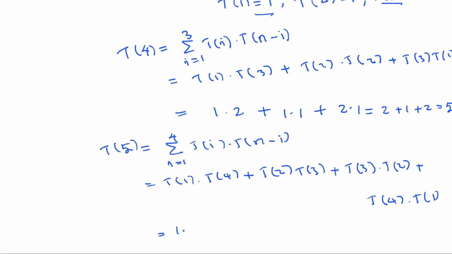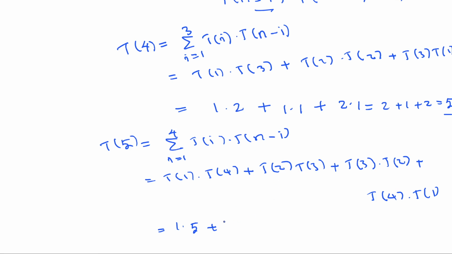So T of 1 is 1, T of 4 is 5, plus T of 2 is 1 and T of 3 is 2, plus T of 3 is again 2, T of 2 is 1, plus T of 4 is 5 and T of 1 is 1. So this will be 5 plus 2 plus 2 plus 5, so this will be 14. So there will be 14 different ways by which we can parenthesize a multiplication of 5 different matrices.